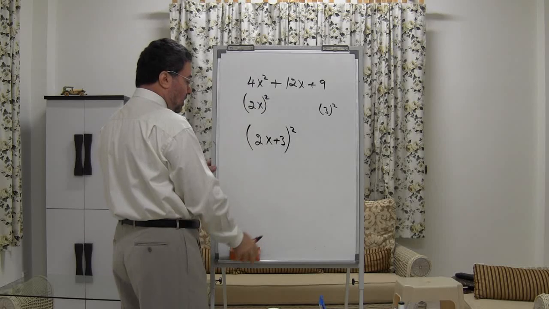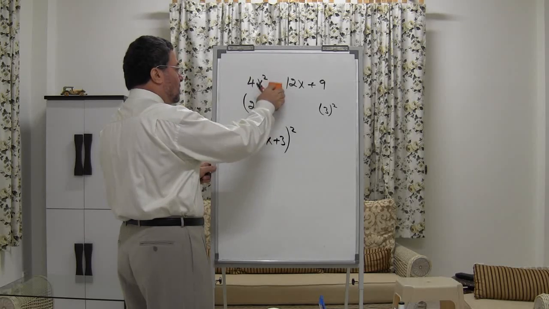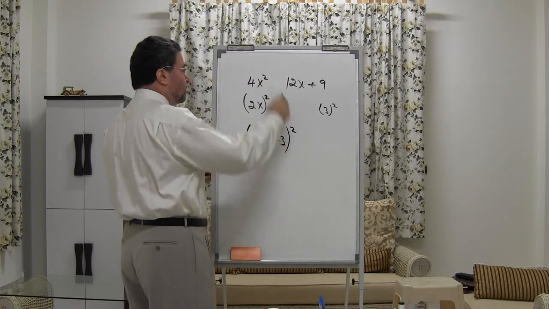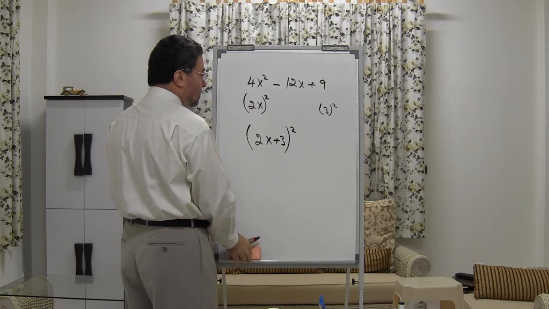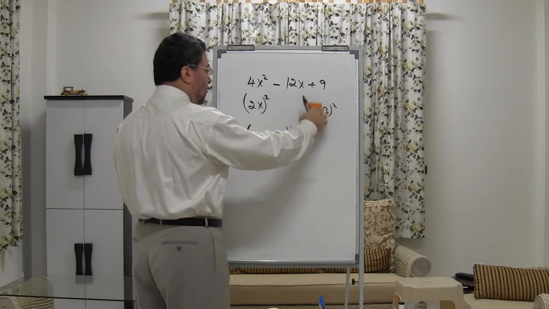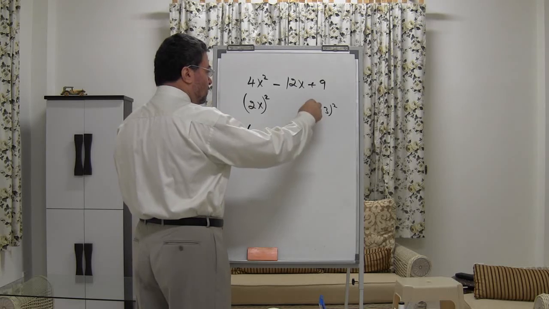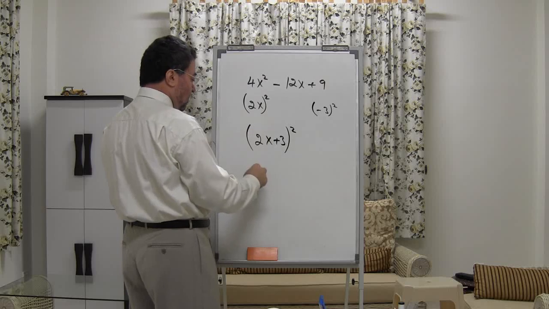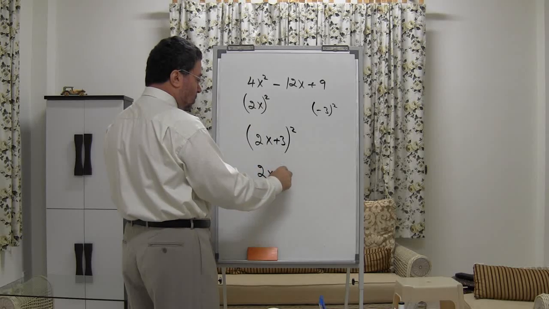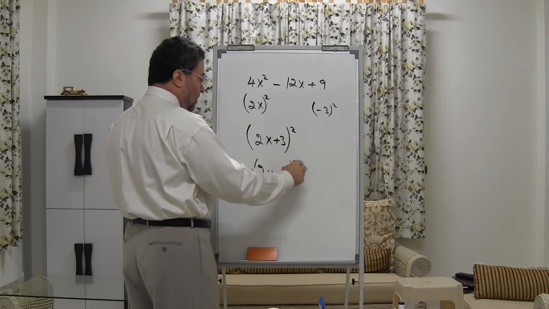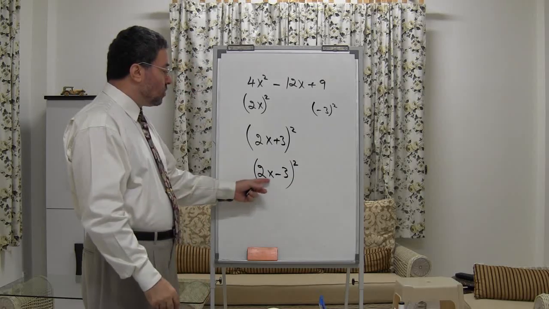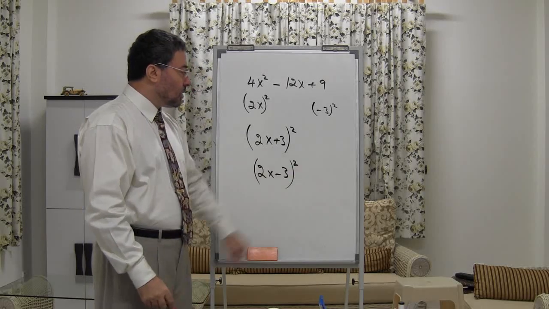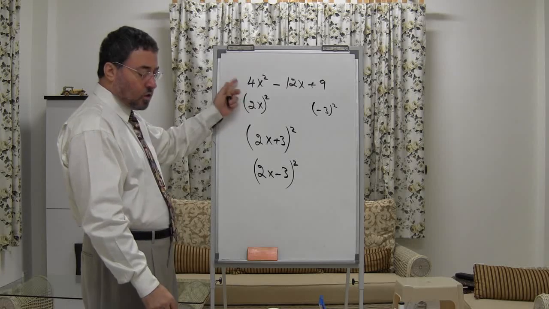Now, if this number is negative, then this should be negative. And in this case, we are going to factor this also as a perfect square as such. So it's going to be 2x minus 3 times 2x minus 3, and that will give us this trinomial.